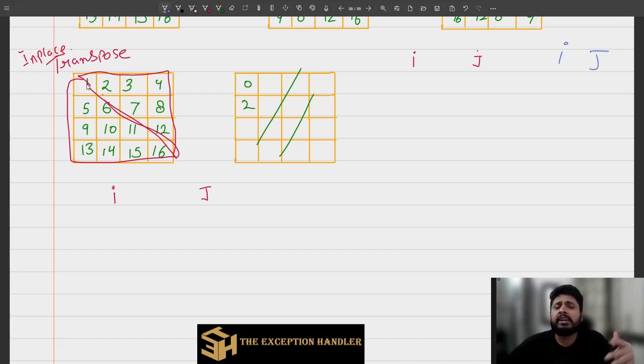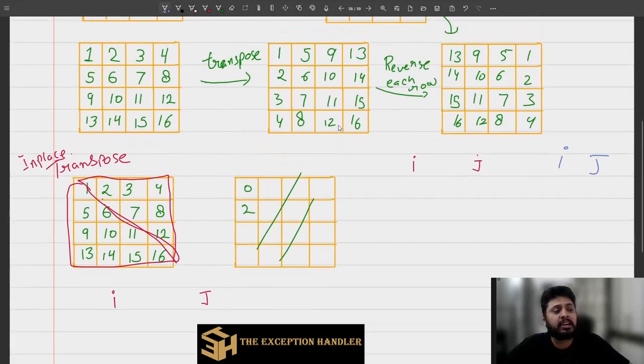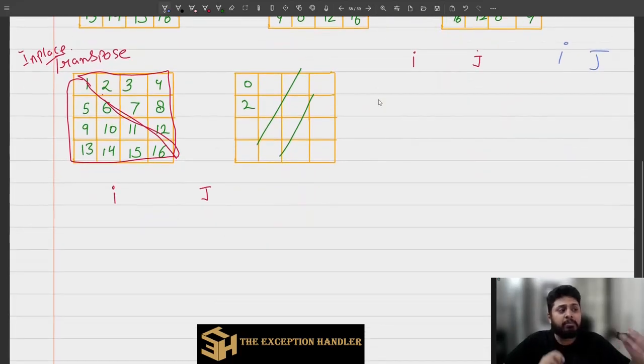Or practically I don't care about the ith element, because if i and j are equal, this is the diagonal, and in the transposed array, if you see, the diagonals are always the same. So why do I care about transposing or doing anything to the diagonal elements? So what I'll do is I'll mark my condition saying that my i should go from 0 to n minus 1, but j should go from 0 to i minus 1.